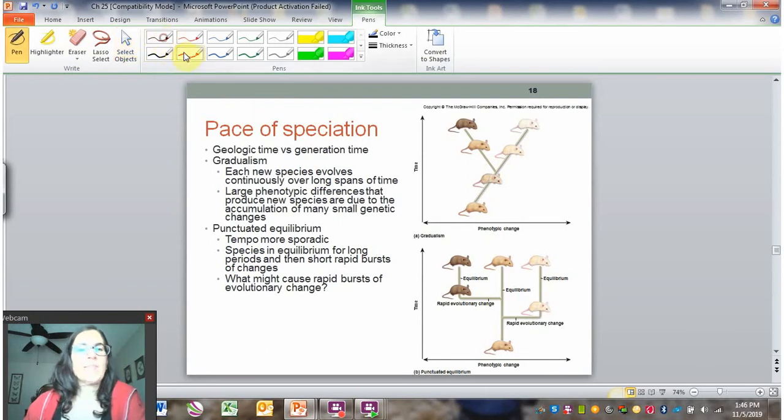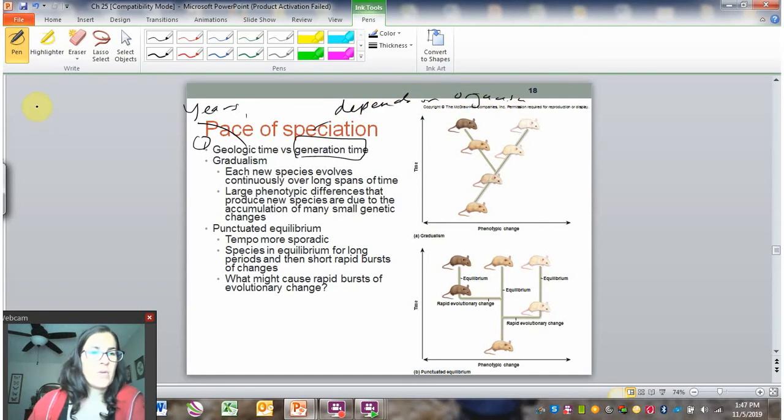So how fast does speciation occur? That really depends on, first of all, whether you're talking about geologic time or generation time. My first point is that geologic time, which is what we measure in years and days and hours, our standard time, is this fixed thing. But generation time depends on the organism. Generation time is how long it takes to go from one generation to the next generation to another generation. So this might be the grandparents, the parents, the children. This is highly dependent on an organism.